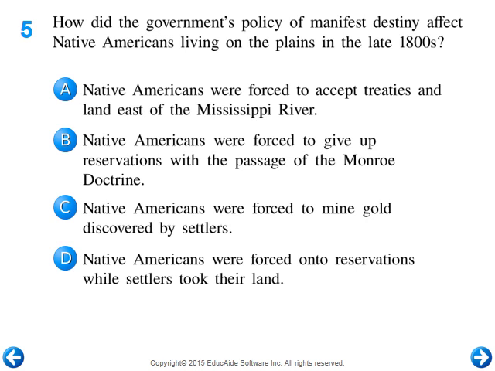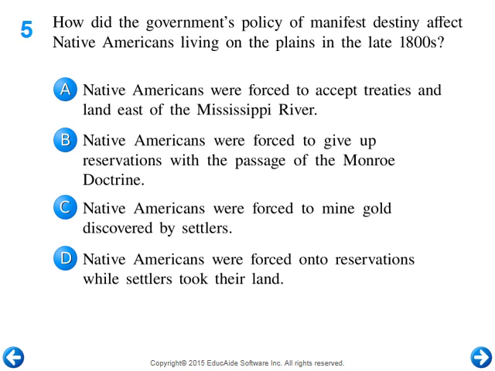All right, number five. How did the government's policy of manifest destiny affect Native Americans living on the plains in the late 1800s? Manifest destiny was this idea that we were just going to keep expanding from ocean to ocean. Okay, so how is this going to affect Native Americans? A. Native Americans were forced to accept treaties and lands east of the Mississippi River. No, they kind of ran them off that land, so get rid of A.